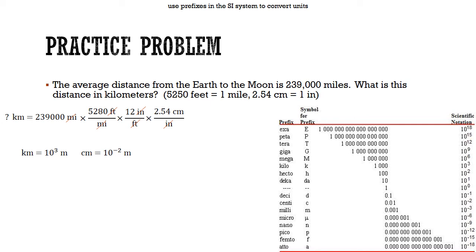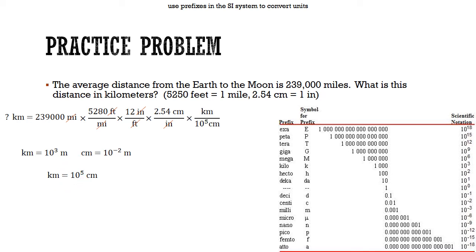So ask yourself how many powers of 10 separate these two, between 10 to the third and 10 to the negative second. Well, the answer to that is 5. So 1 kilometer is 10 to the 5th centimeters. I know this because a kilometer is larger than a centimeter, so I need more centimeters, thus the 10 to the 5th centimeters compared to the 1 kilometer. So there's my conversion factor.